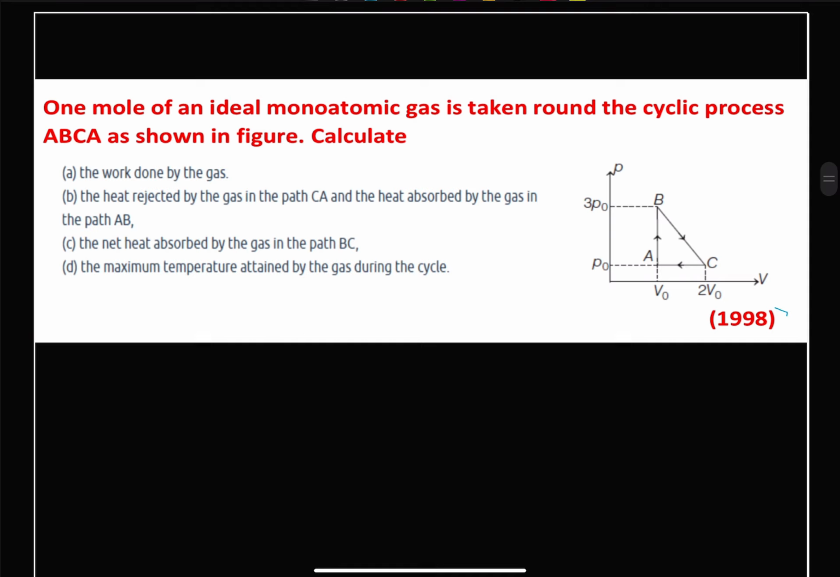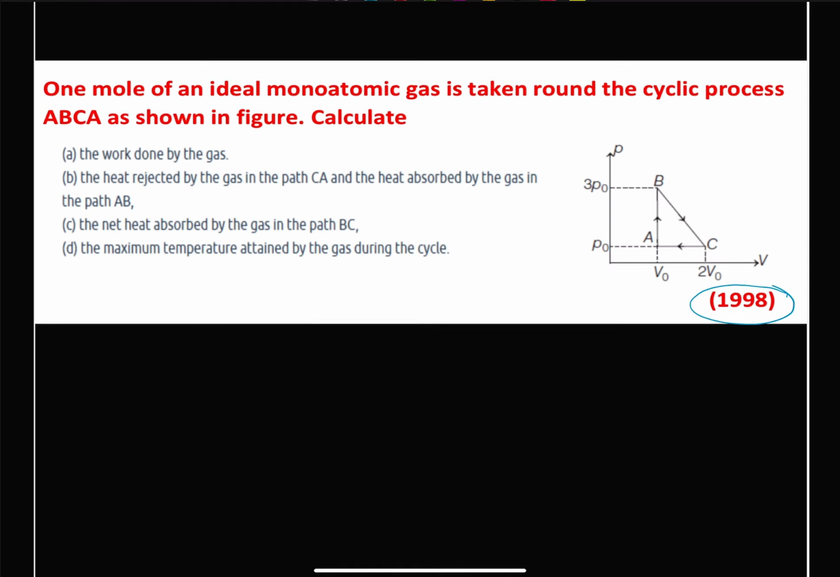It was asked in the year 1998, and it states that 1 mole of ideal monoatomic gas is taken around the cyclic process ABCA as shown in the figure. Calculate. Based on this, we have 4 questions and a basic figure is given to us. It starts from A, moves with constant volume to B, then moves from B to C, which is basically a linear relationship, and then at constant pressure it comes back to A.